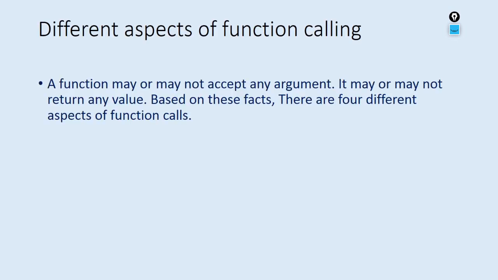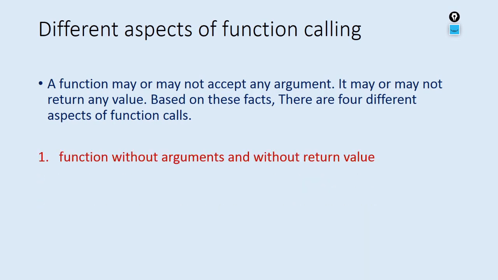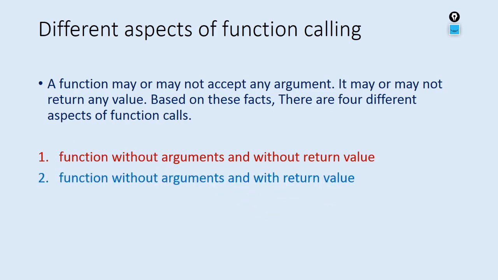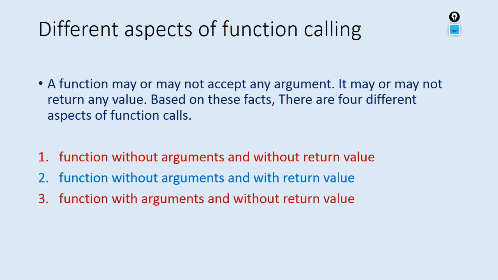Now here we will see that a function may or may not accept any argument, and it may or may not return a value. Based on these facts, we have different aspects of function call. First one is function without arguments and without return type. Next is function without arguments and with return value. Next is function with arguments and without return type, and function with arguments and with return value.